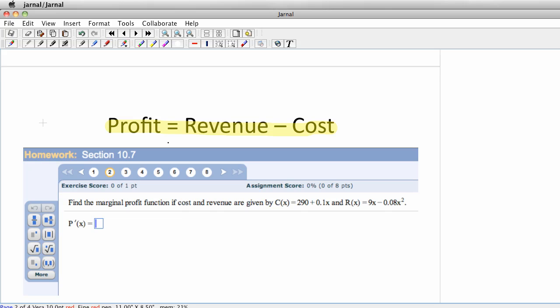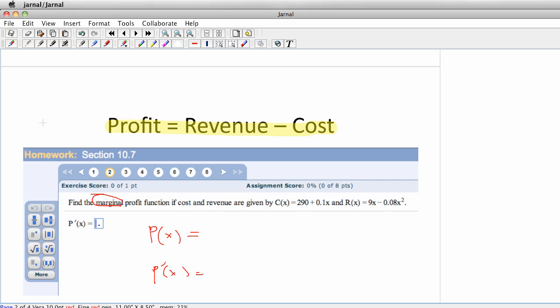The one thing that I want to emphasize here at the start is the word marginal. The word marginal always just means the derivative. So if you see marginal profit, that means that you need to first find the profit function, and then you're going to find the derivative of the profit function. And so there's two steps involved in this problem.